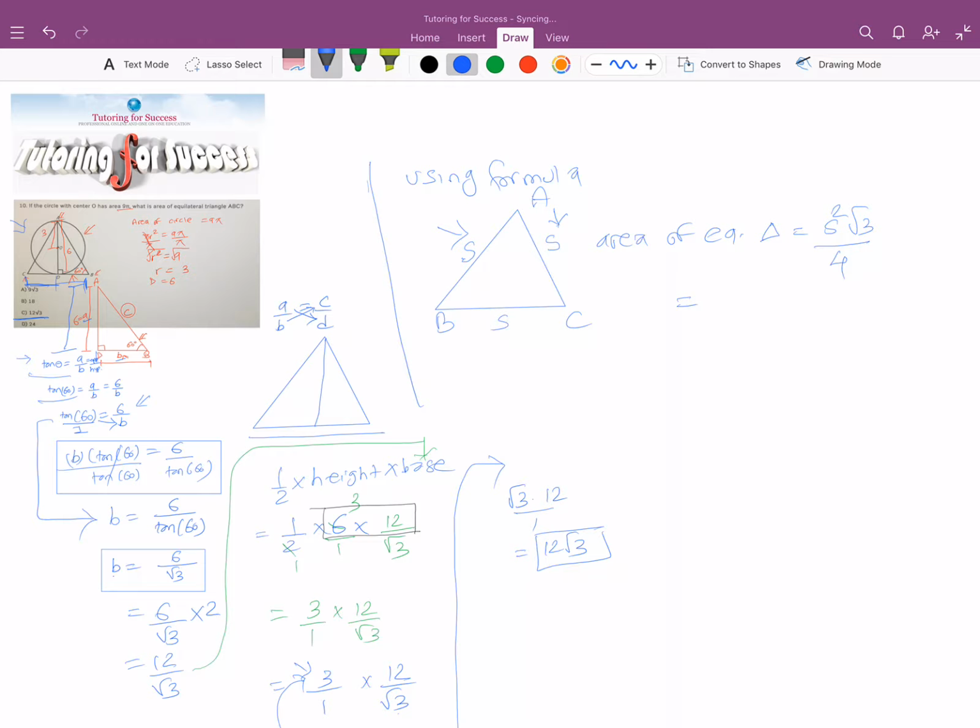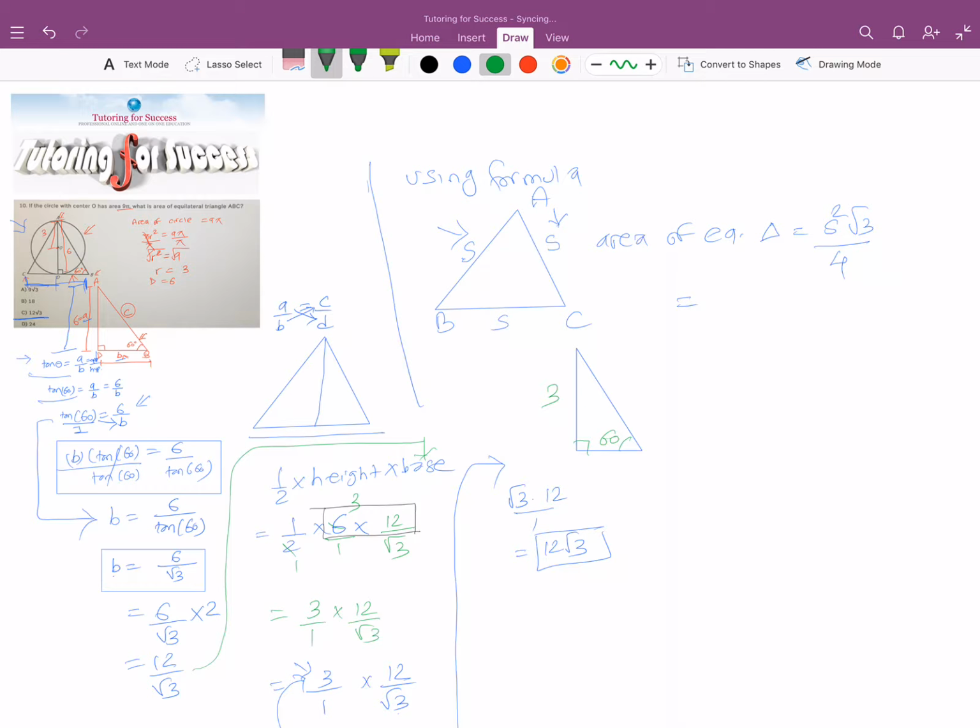So how do I find the value of S? Let's go back to my problem, and let me draw half of that triangle. So this is the triangle that I just drew, and guess what? This is 90, and this is 60 degrees. And this is 60 degrees.